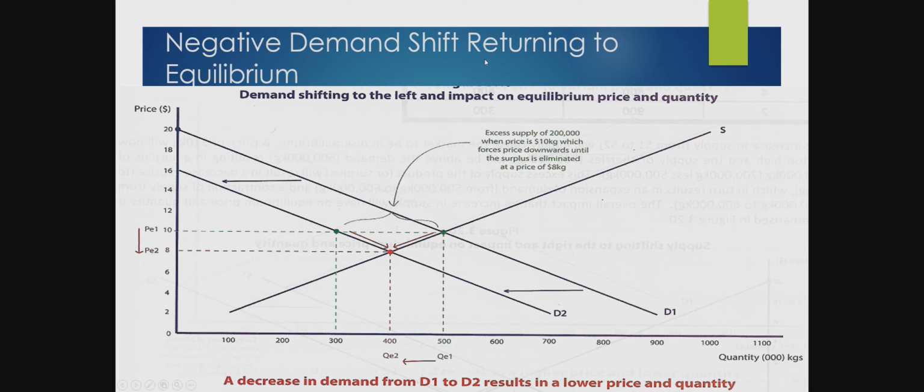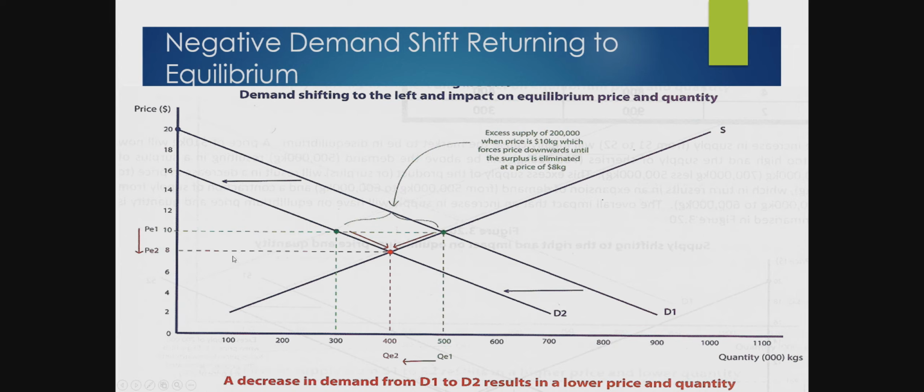Negative demand shift, returning to equilibrium. How do we get from D1 to D2? This could be due to a drop in disposable income or increased levels of unemployment. It could also be a change in tastes and preferences, where people do not want bananas anymore because maybe apples are the cool new thing. Demand has been negatively impacted, and to show a negative impact, it's shifted to the left, because now for any given price, consumers are willing to consume less.